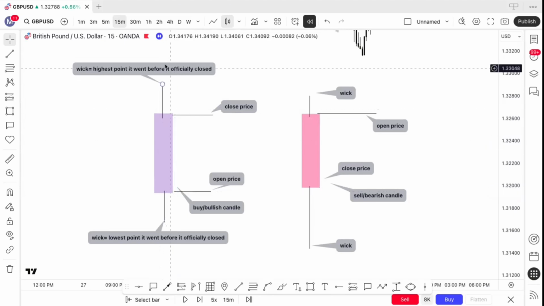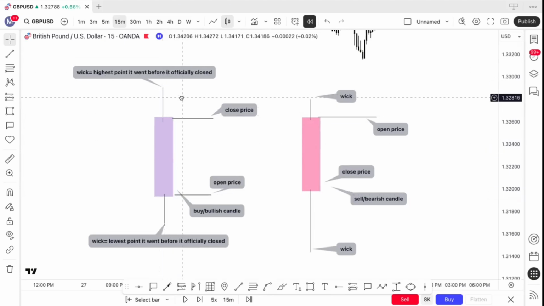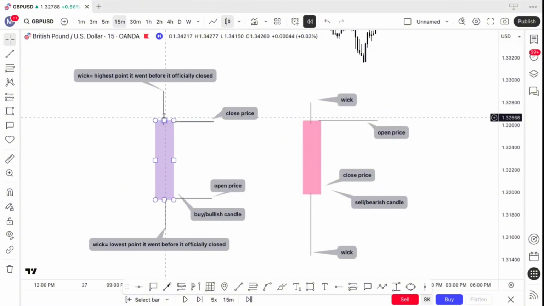Anytime you see these lines here, these represent wicks. The wick is the highest point it went before it officially closed at the top when it's a bullish candle. Remember, there are different time frames. You can have the 1 minute, the 3 minute, and the 5 minute. Every candle is going to represent that time frame. For example, let's say we're on the 5 minute time frame. This candle closes on top of every 5 minutes. So 5, 10, 15, 20, 25, 30, 35, and it goes on and on.